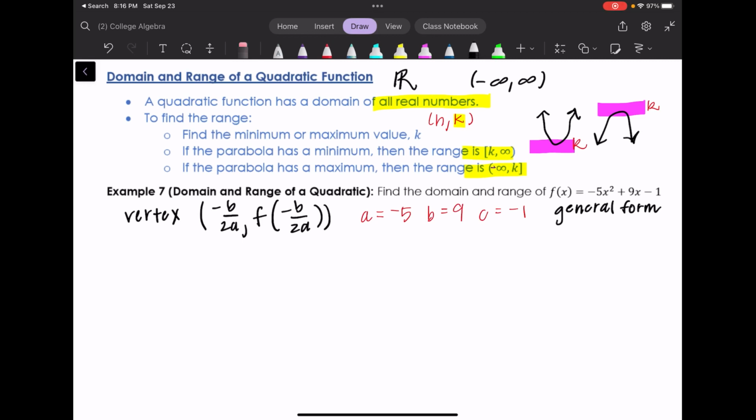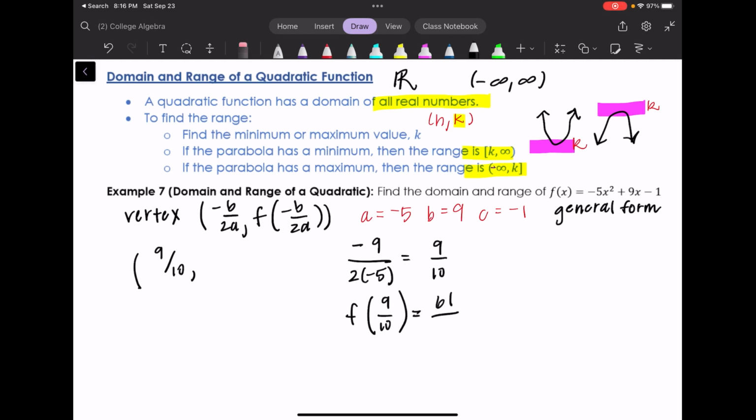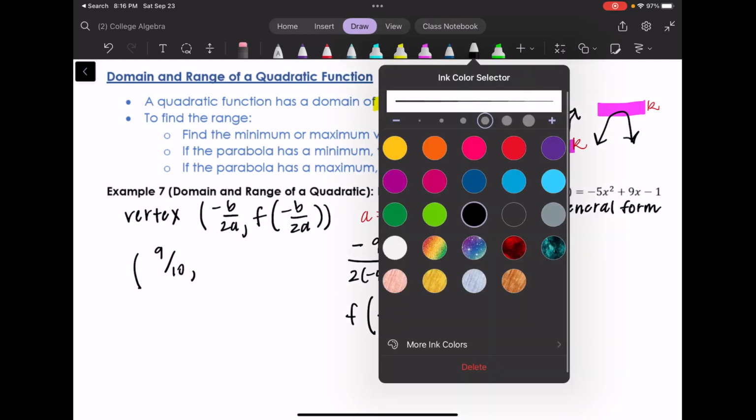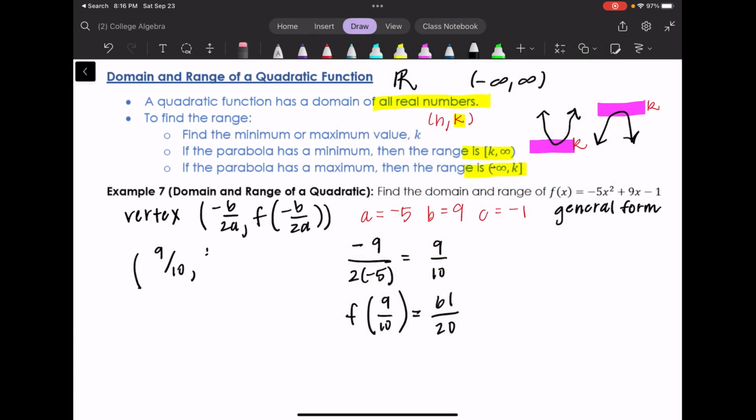So negative b over 2a is going to give me 9 over 10 for the x value of the vertex, 9 over 10. And then we would just need to calculate f of 9 over 10 for the y value of the vertex. And you'll obtain that that's like this crazy number right here. But that's okay because our calculator can help us whenever we need it. So that's 61 over 20. And so again, this is h comma k. And so this is what we're looking for the range.